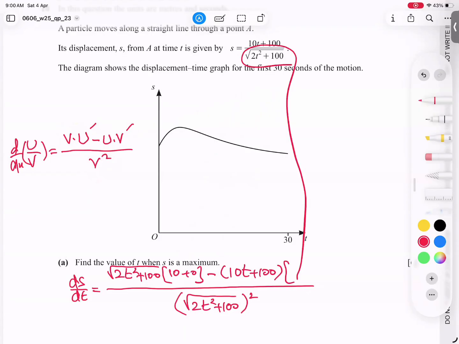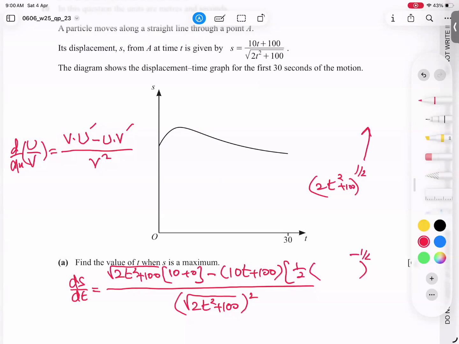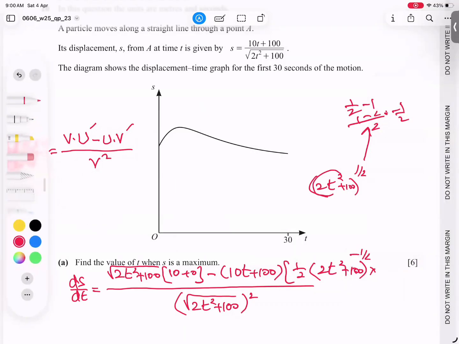Multiply by the denominator derivative. What is the root? Root is called half power. Basically, it's there like this. So half will come down, and the power becomes 1 less. So from half, when I reduce 1, LCM 2, 1 minus 2, I get a negative half. So negative half, base remains the same, times the base derivative. What is the base derivative, students? The base derivative: this becomes 4t and this becomes 0. So I'm writing here 4t plus 0. So this is done.